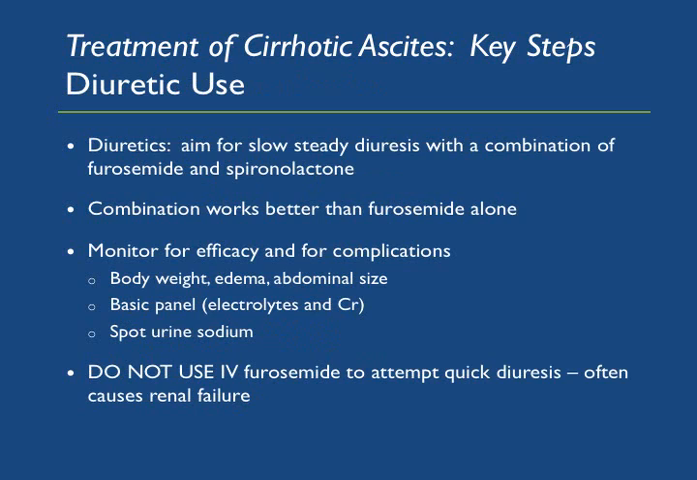The next key step is diuretic use. We aim for a slow, steady diuresis with a combination of furosemide and spironolactone. The combination works better than furosemide alone. Then you need to monitor for efficacy and for complications, following body weight, edema, abdominal size, and for complications looking at the basic panel, particularly electrolytes and creatinine, and a spot urine sodium. Do not use intravenous furosemide to attempt a quick diuresis because it often causes renal failure.